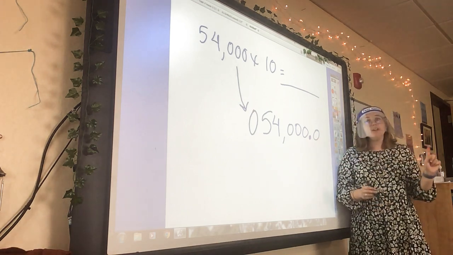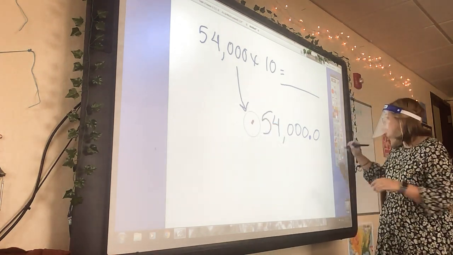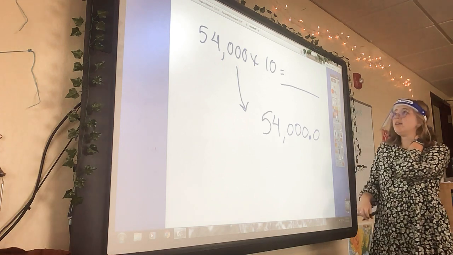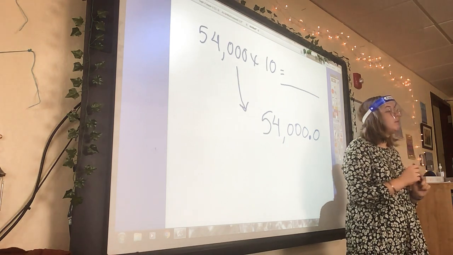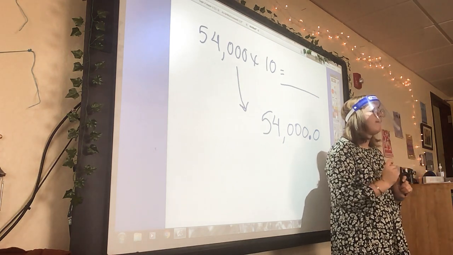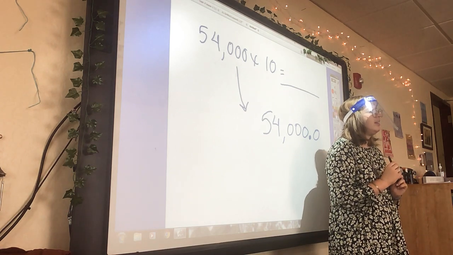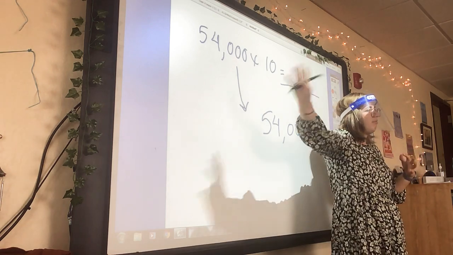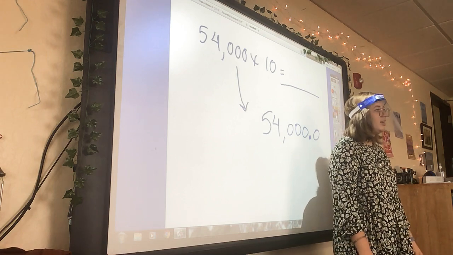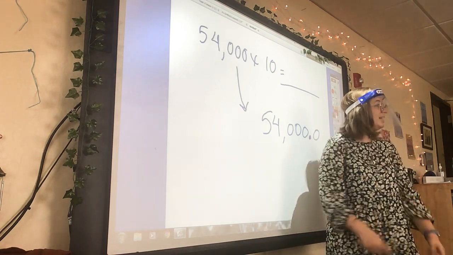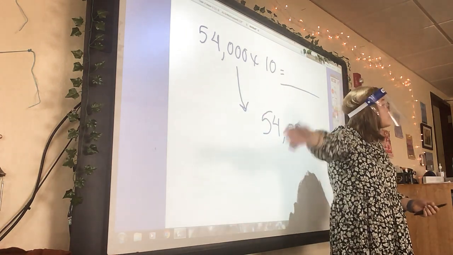However, for today's lesson, this is what we're doing a little differently, and I need you to watch closely, because you're going to be super confused. 54,000 times 10 means it's going to move which direction on the place value chart? Point. Don't say it. What direction does it move if we're multiplying? Left or right? Good. Left. We're multiplying so it's getting bigger.